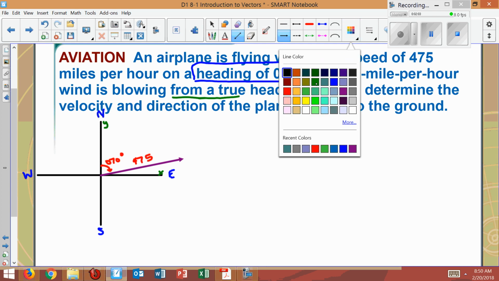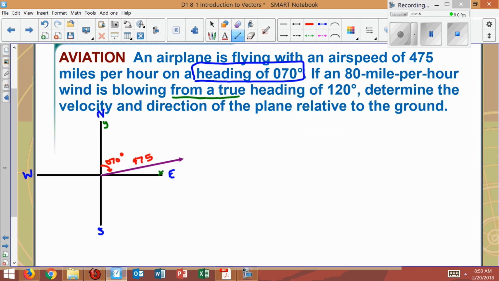So if it were just simply 120 degrees, we would start at the north, and 120 would be 30 degrees past 90 this way. And we would draw it like this. But in this situation, it says it's from a true heading. Again, what does from mean? It means instead of it pointing that way, it's coming from that direction. So we actually need to flip this arrow around. So instead of it going 120 degrees that way, it's actually going this way.